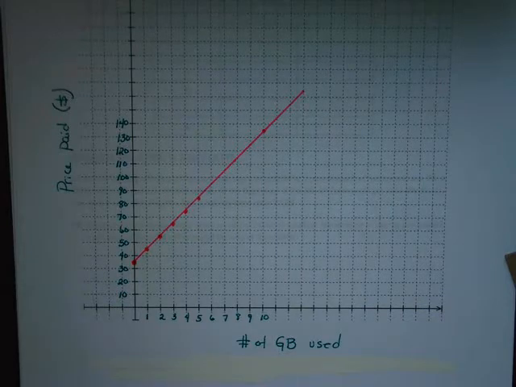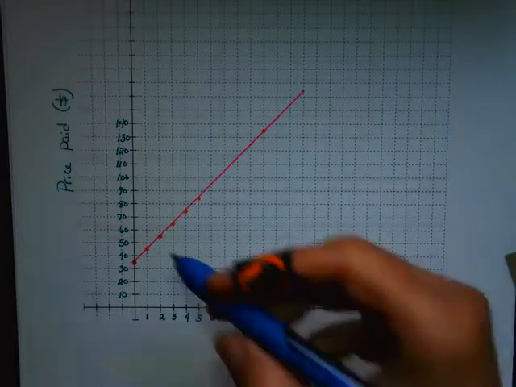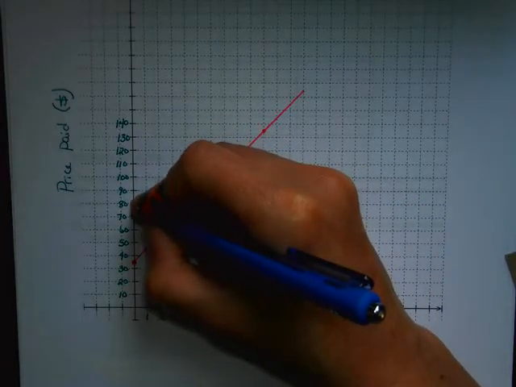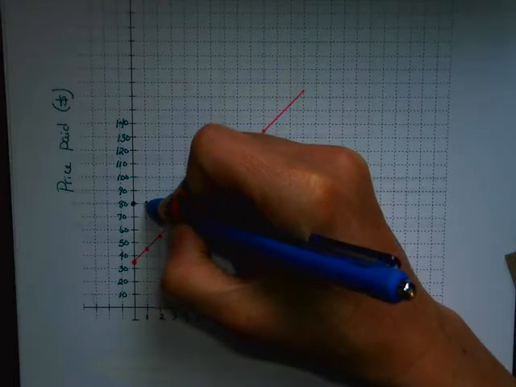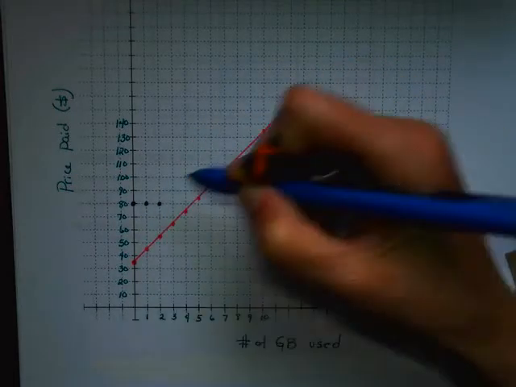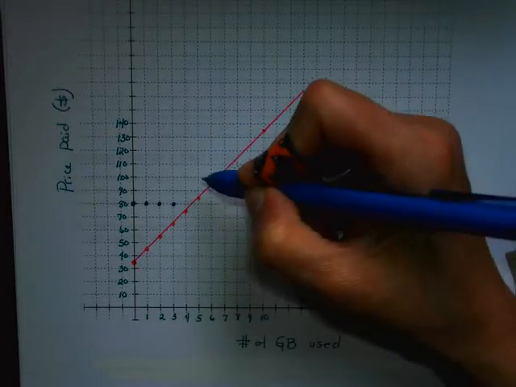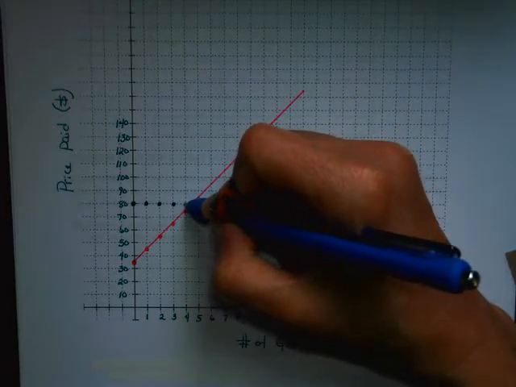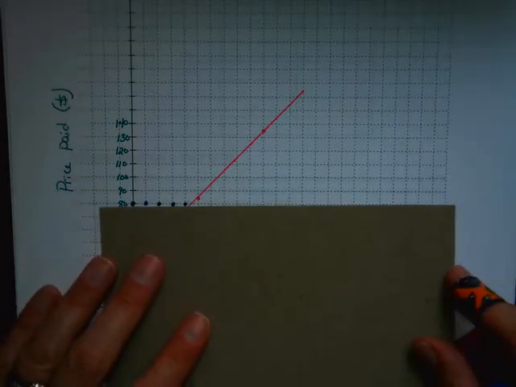The next one, the next plan, I'm going to do in this purple color. It looks like if we don't turn on the phone at all, we're going to pay $80. If we use 1 gigabyte, we're paying $80. 2 gigabytes, $80. 3 gigabytes, $80. 4 gigabytes, $80, right? So it doesn't matter how many gigabytes we use, we're going to be paying $80.